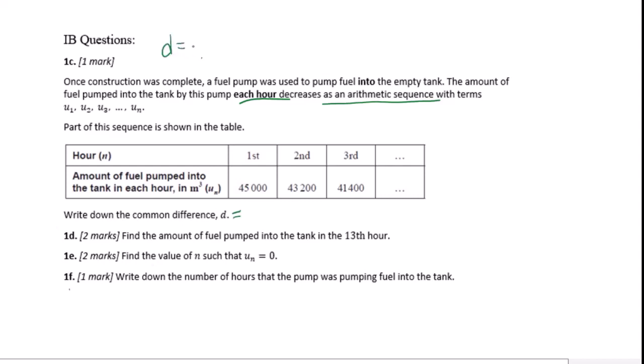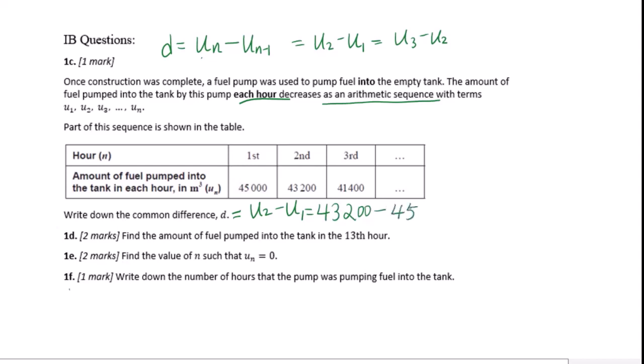Since this is an arithmetic sequence, the common difference will be Un minus Un minus 1. We can write down U2 minus U1 or U3 minus U2. Let's use U2 minus U1. That is 43,200 minus 45,000 equals negative 1,800 for 1D.